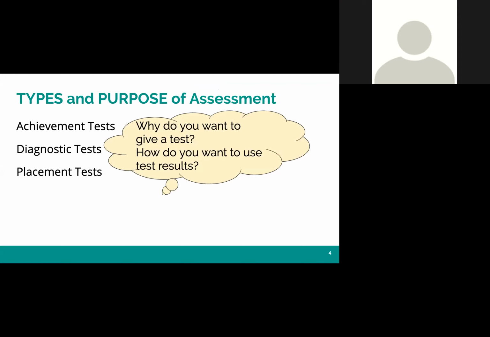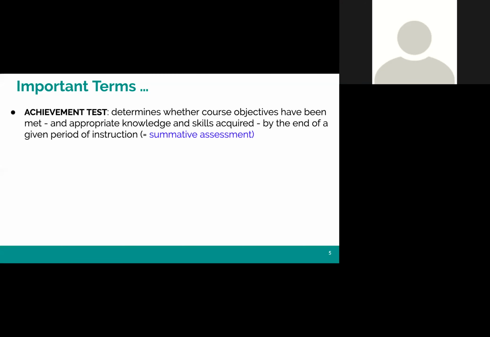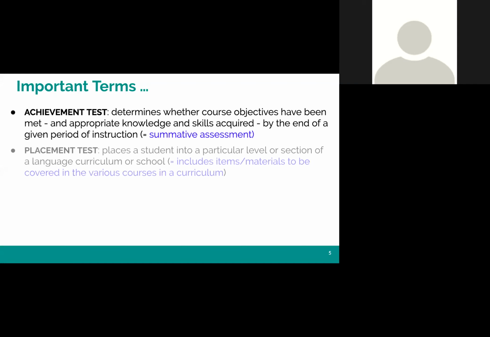As you know, there are lots of types of tests and assessments. Here we just listed 3 of them, which are achievement tests, diagnostic tests, and placement tests. Here we have very important terms to know. So what is the achievement test? The achievement test determines whether course objectives have been met, or appropriate knowledge and skills acquired by the end of a given period of instruction.